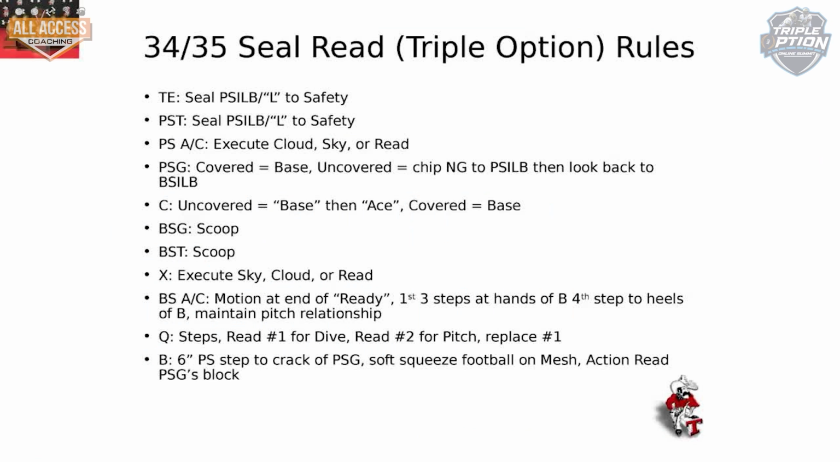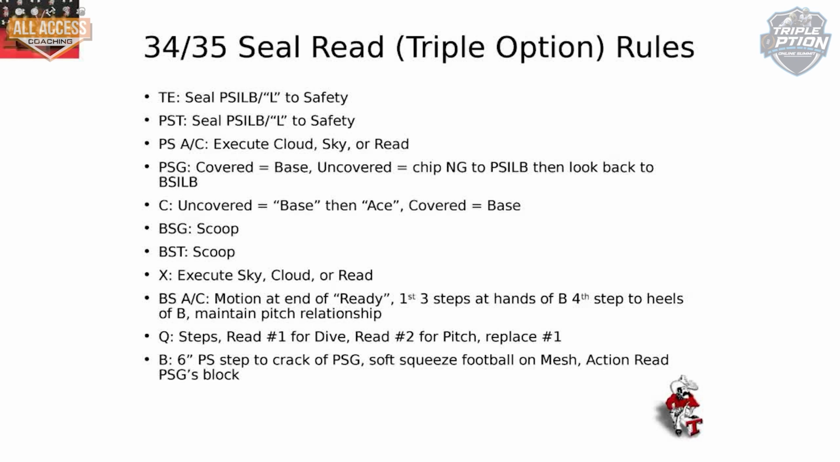If you take a look, these are our rules for our tight end: seal read, or seal cloud, whatever we tag it as. The tight end is going to seal inside of number 2 to the play side inside linebacker, and then he's going to L to the safety if the play side tackle ends up getting the play side inside linebacker, which most of the time he did this past year. Our play side tackle's rule is the exact same thing. And then everybody else's rules would be matched up with our triple option.